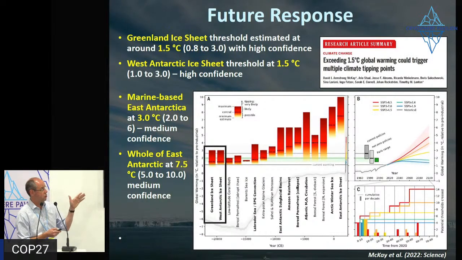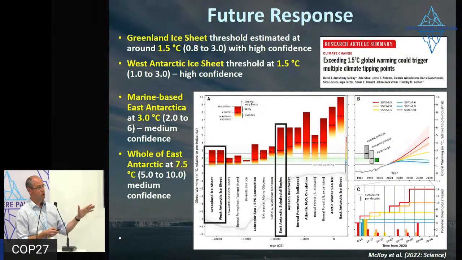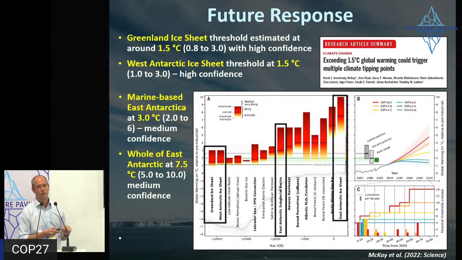West Antarctica, not too far apart, central estimate of 1.5, could be as low as 1 degree, could be as high as 3. And then for the first time, East Antarctica's marine basins has been added as a new kind of global tipping point that we need to be aware of, with a central estimate of 3, but could be as low as 2, could be as high as 6. And even the whole of East Antarctica now is being added to this kind of hot list of things to watch in the Earth system.